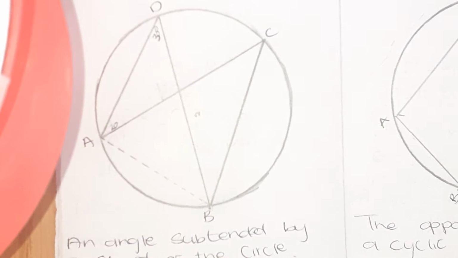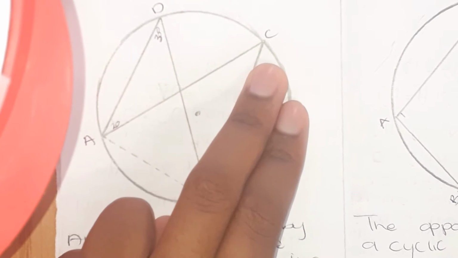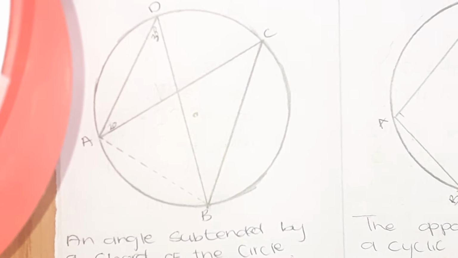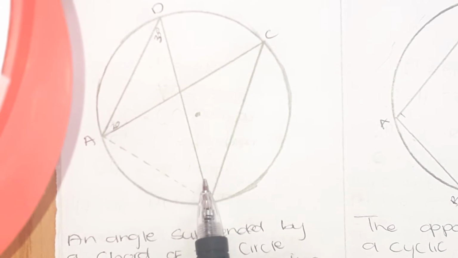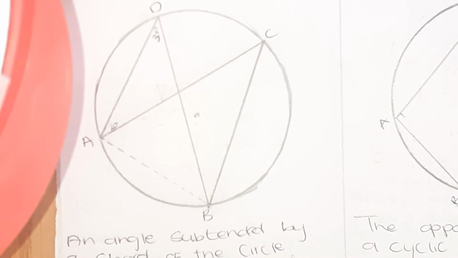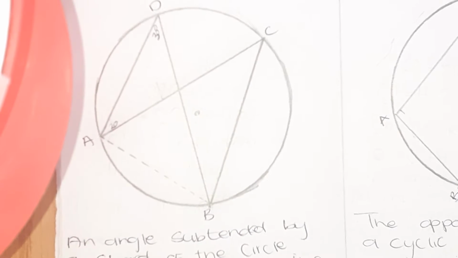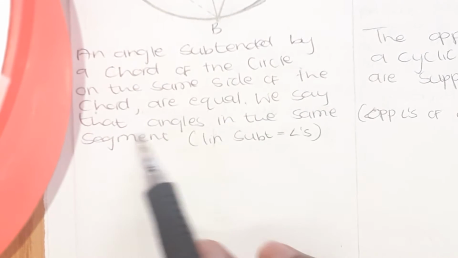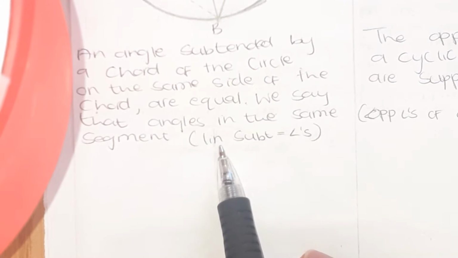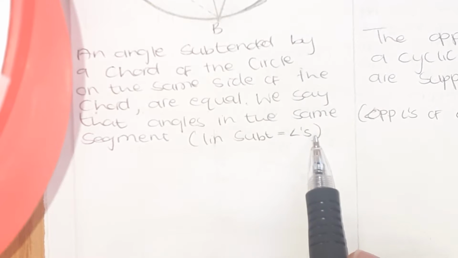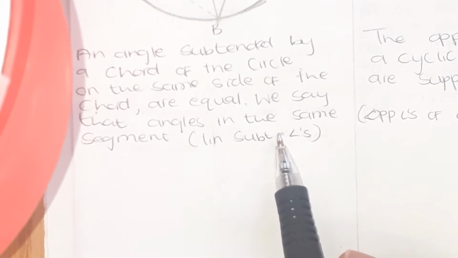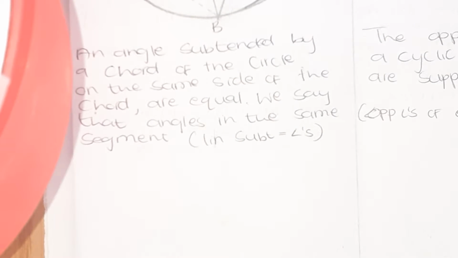That is how you do it, guys. So you just say 30 equals C, and those are angles in the same segment. Or you can say this 20 is equal to this angle B. That is also angles in the same segment. We say that angles in the same segment, subtended by the same chord, are equal, or you can just write it like this in short, but you can just say angles in the same segment.